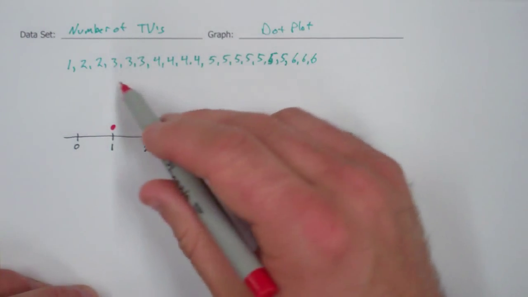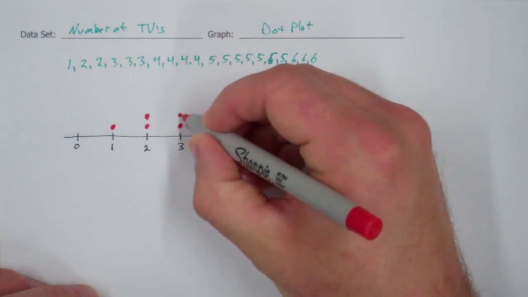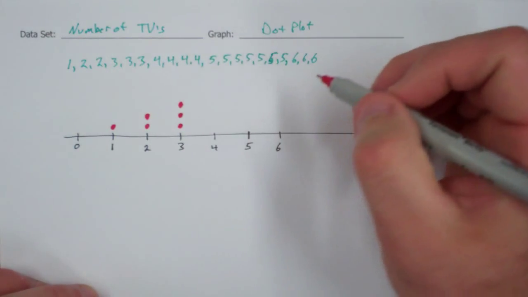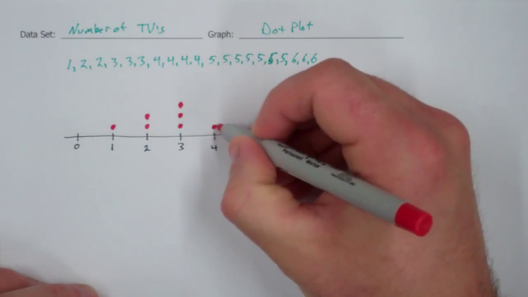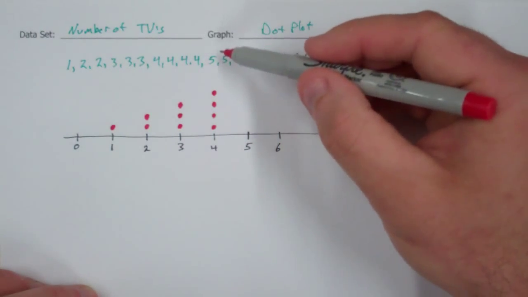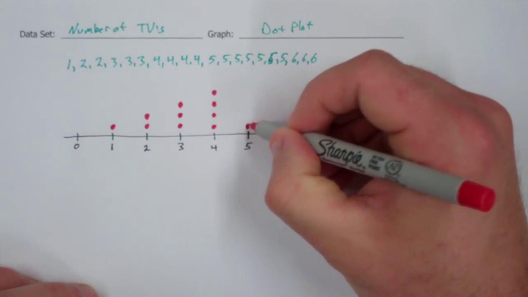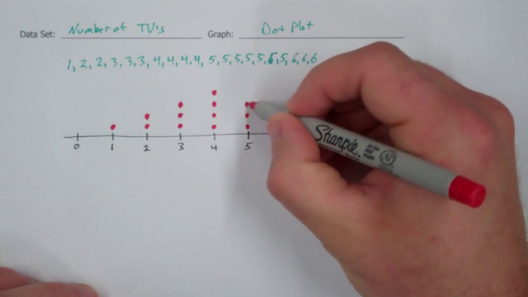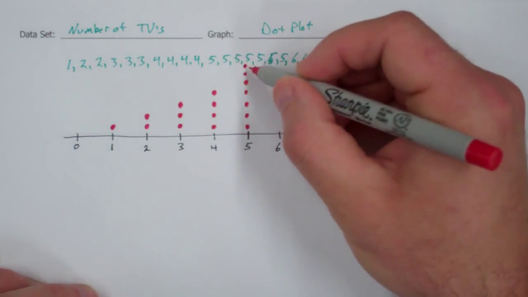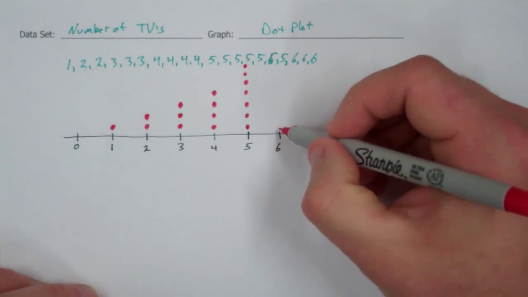So let's do 3, and it happens that there's 3 people that have 3 TVs. Kind of a weird coincidence that that's happening. Doesn't have to be. The next one is 4 people have 4 TVs. So there's 1, 2, 3, and 4. And then 7 people have 5 TVs in their house. So we're going to go 1, 2, 3, 4, 5, 6, and 7. A little squished here at the end, but let's try not to do that. 3 people have 6 TVs in their house.